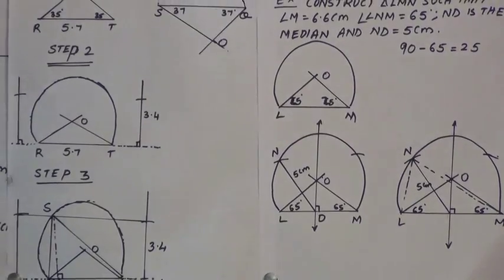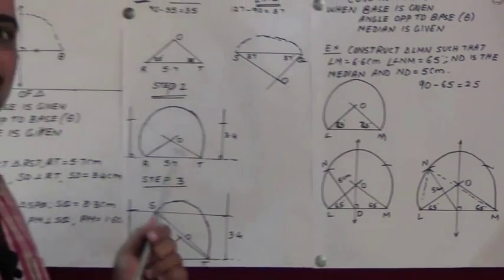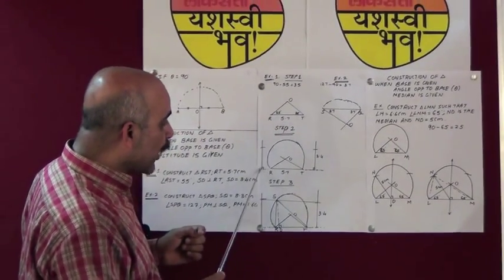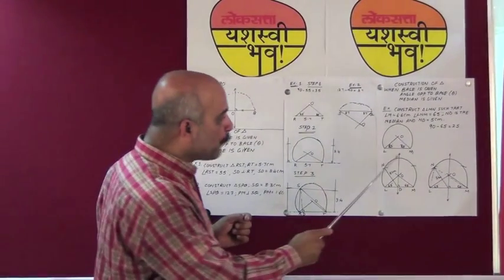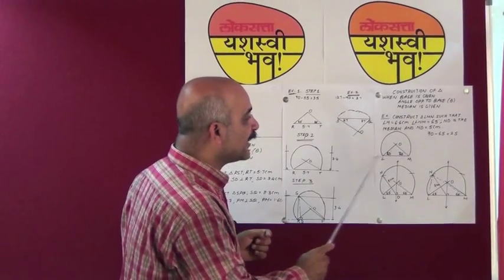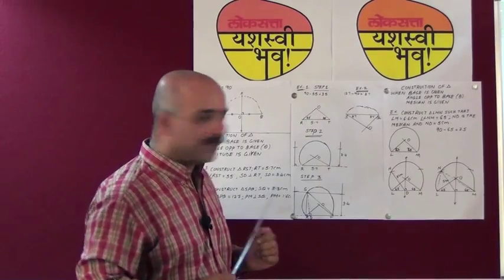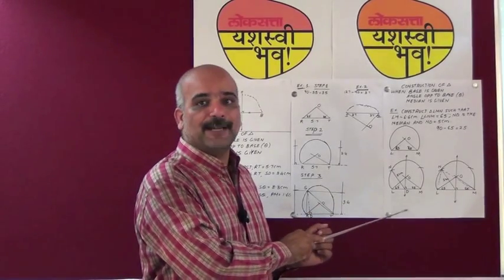The basic difference between an altitude and a median that we draw is that in an altitude we have the base extended on both sides. But if you observe in the median, we don't extend the base on both sides. Here we don't draw the perpendicular bisector, but here we draw a perpendicular bisector.